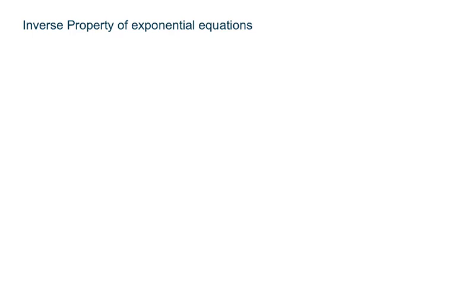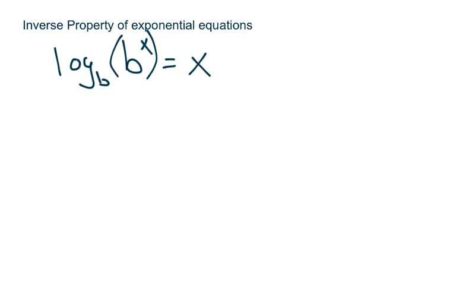Let's move on to method number 2, the inverse property of exponential equations. Okay, this one tends to trip people up just a little at first, because it's just something that you've never seen before. There are actually two properties here, or two examples. So if we have the log base b of b to the x, that is actually equal to just x. Or if we had the natural log of e to the x, that would be also equal to x.